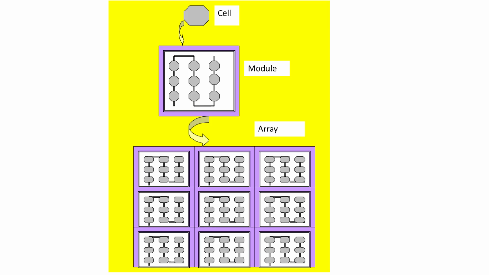Now all these PV modules are connected in some manner. They may be connected in series or in parallel. The combination of different PV modules is called a PV array.